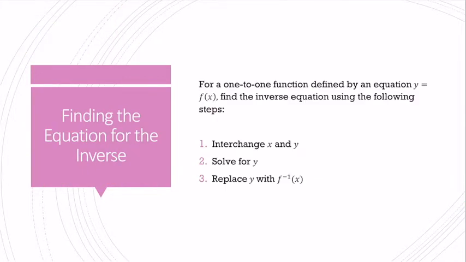Now, what if I want to find the inverse of a function? If I'm given a 1-to-1 function defined by y equals f of x, I can find the equation first by interchanging x and y, solving for y, and then rewriting y as f inverse of x. So this makes sense, right? As inverse functions change your x and y, that's what we're doing. And then if I solve for y, that gives me the equation for my new function. So let's work through a couple examples of these. Always remember to check and make sure your function is 1 to 1 before you go through this process.